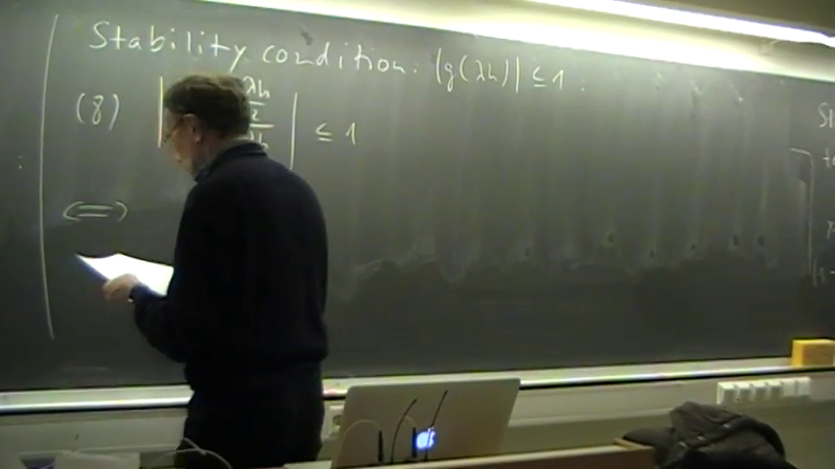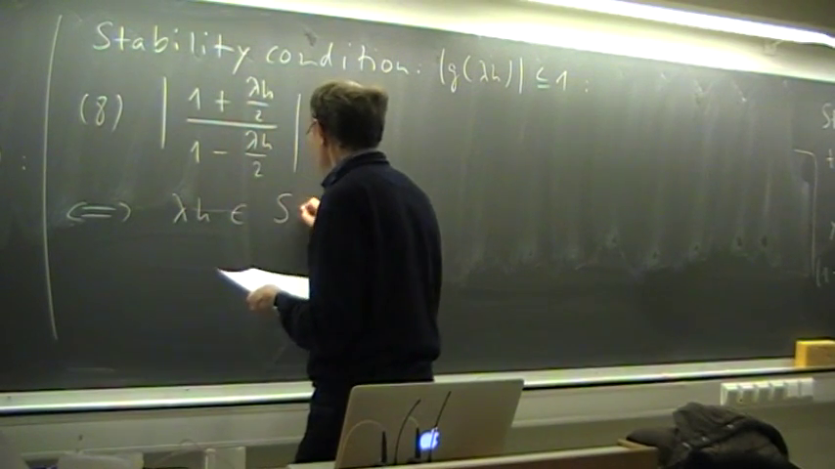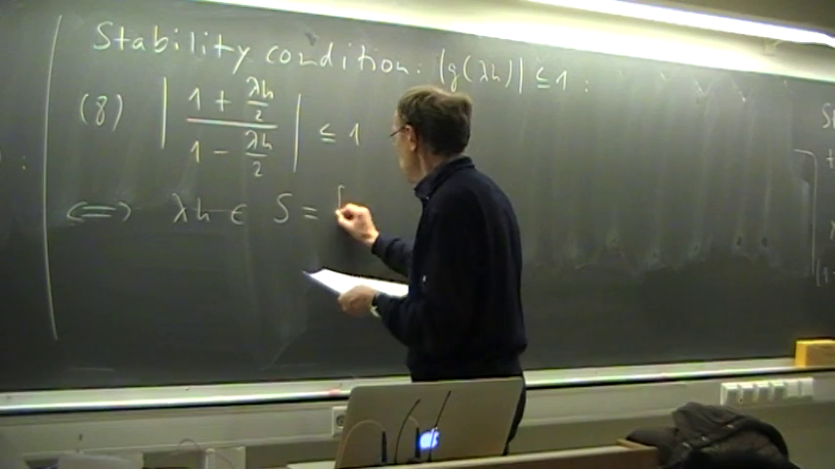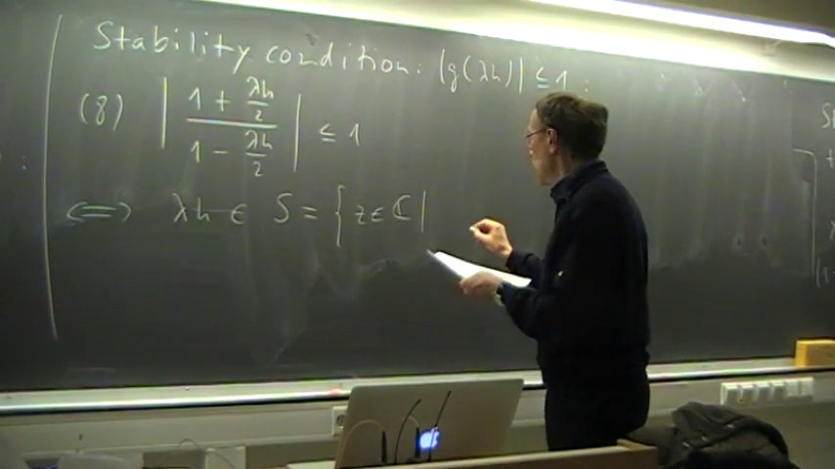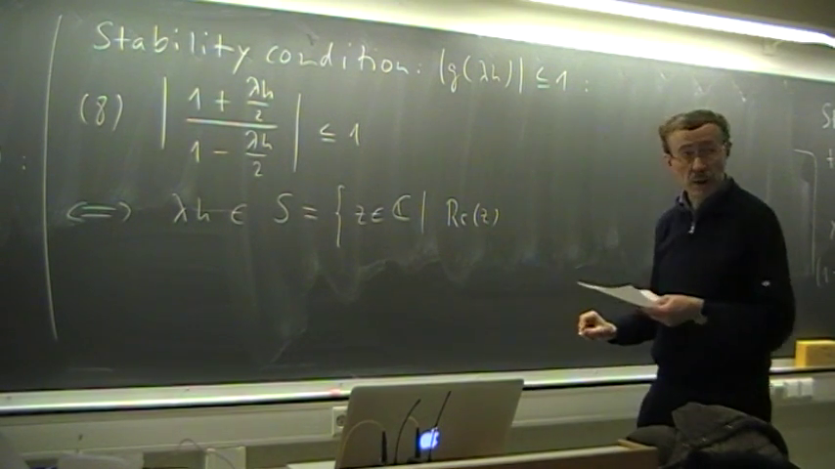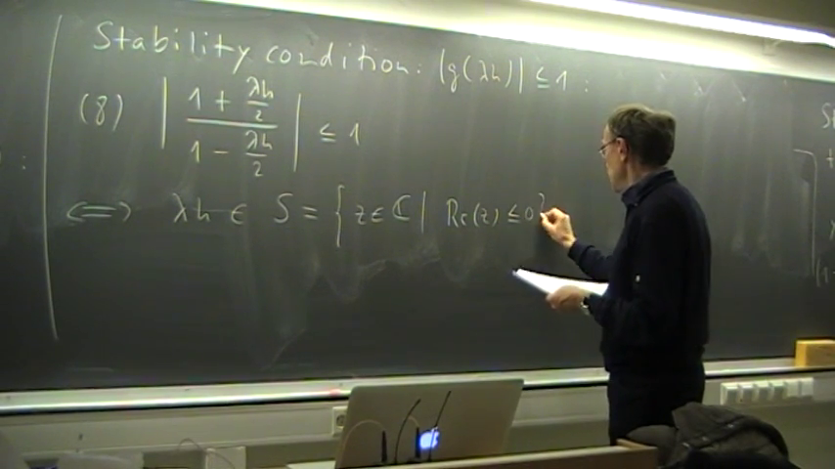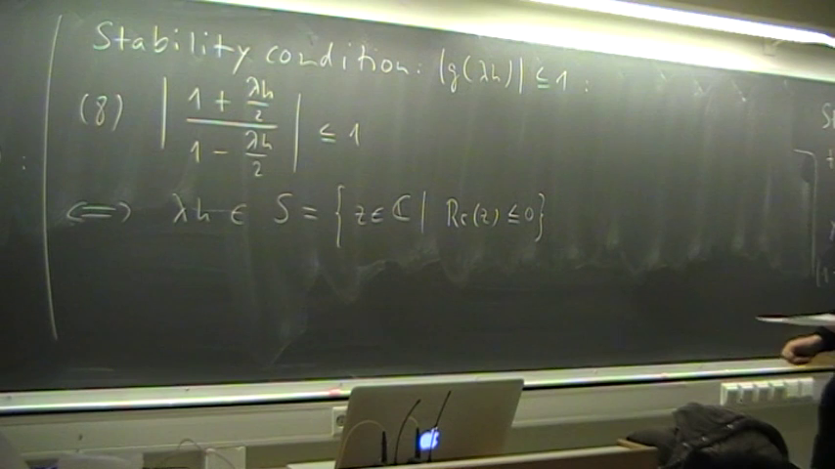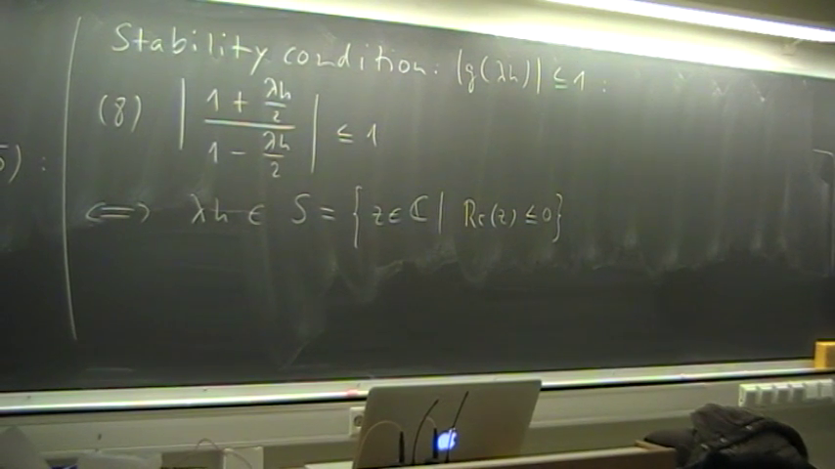It turns out that is equivalent to saying that lambda h is in the stability domain of the trapezoidal method, which turns out to be all complex numbers for which the real part of the complex number is smaller or equal than 0. So that is not obvious. So we can now do a little proof of that.